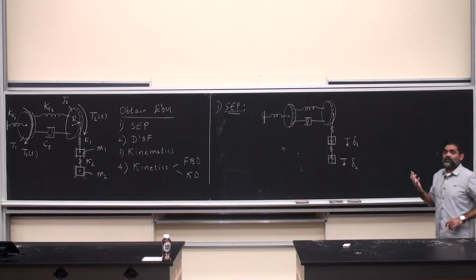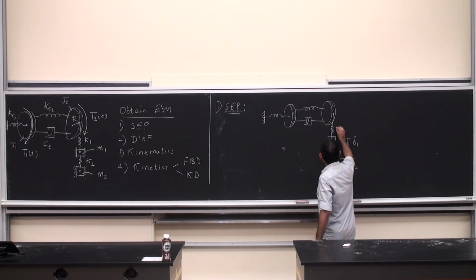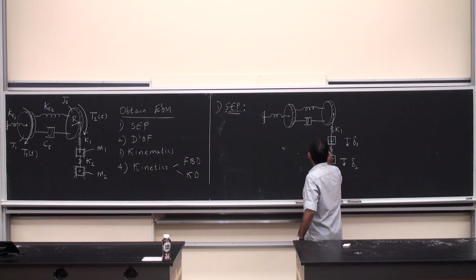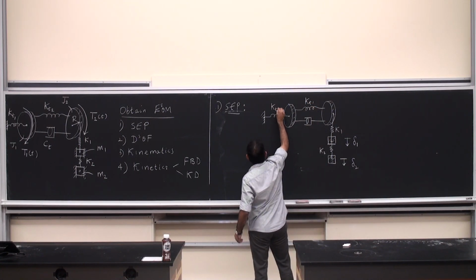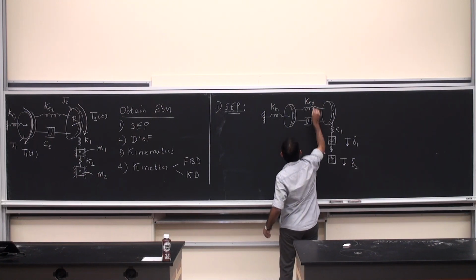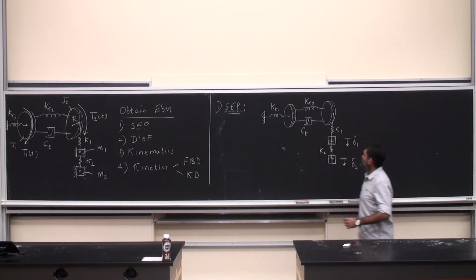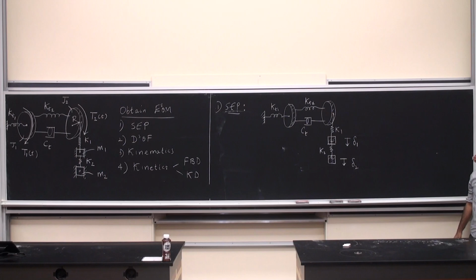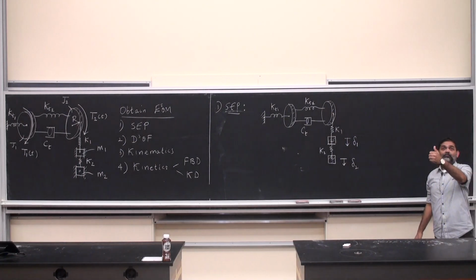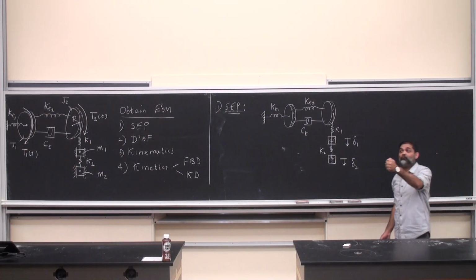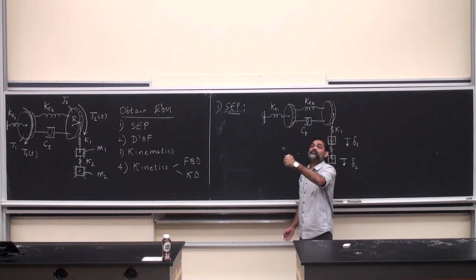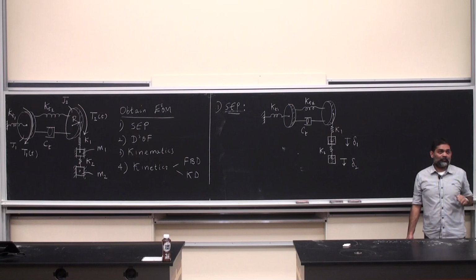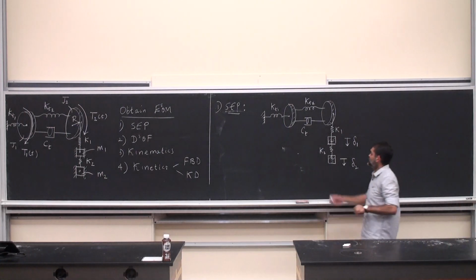But because the spring of stiffness K1, this is KT1, I'm sorry, KT1 and 2, and CT. Because the spring of stiffness K1 is connected to the disk, and the spring is also connected to the mass M1, it's going to be pulled down, and in the process it's going to rotate the disk by a static amount. I'm going to call that angle theta static 2.